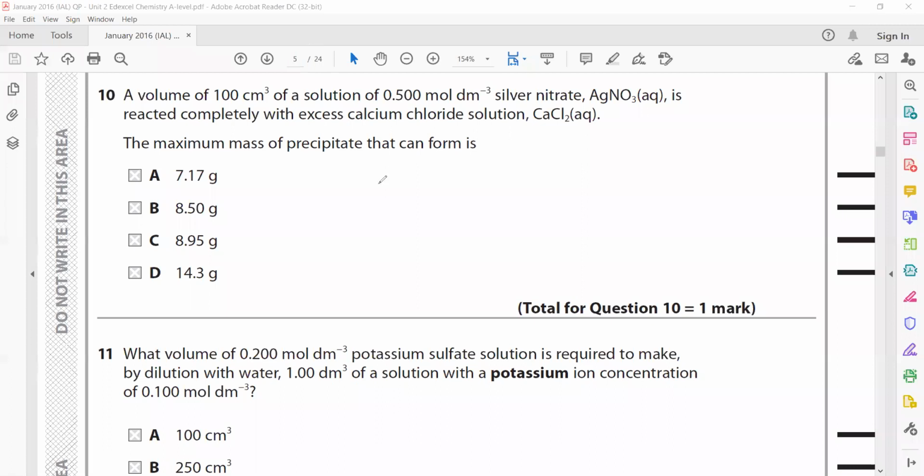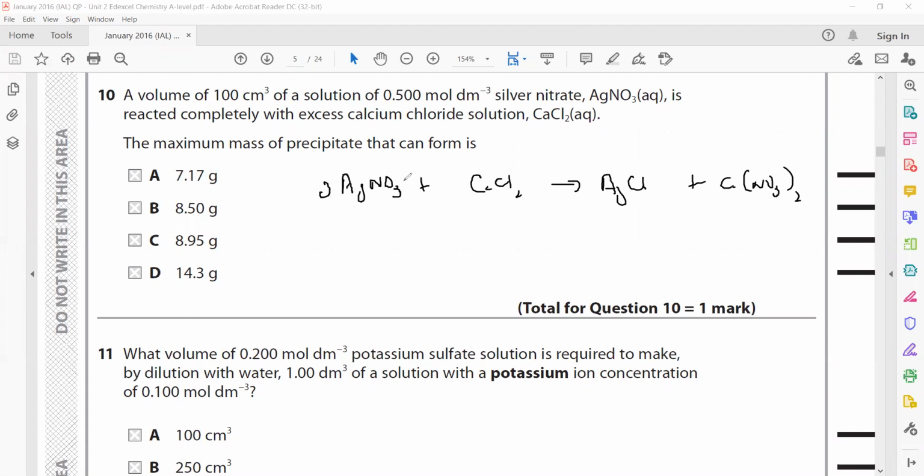In question 10, 100 cm cube of a solution of 0.5 mole per dm cube silver nitrate is reacted completely with excess calcium chloride. What is the maximum mass of the precipitate? First, you should write the balanced equation to work out the mass of the precipitate. So we have silver nitrate reacting with calcium chloride. This will result in the formation of a white precipitate of silver chloride, and calcium nitrate is aqueous.